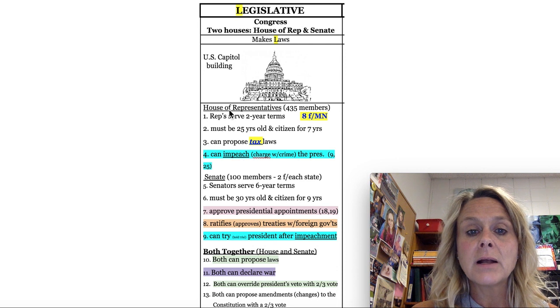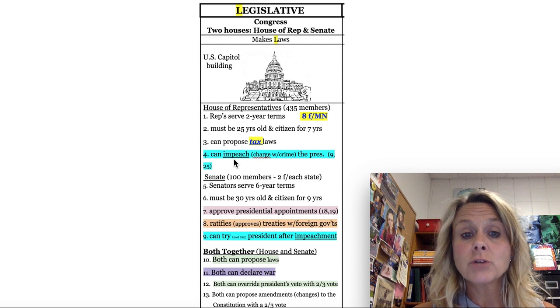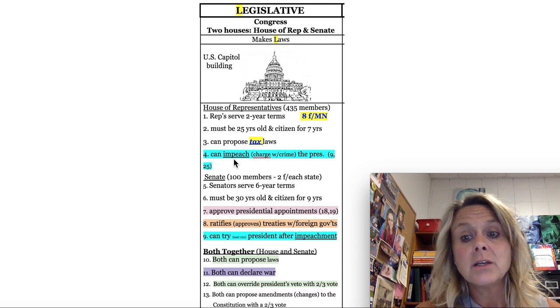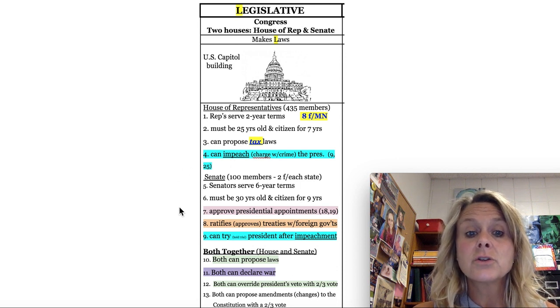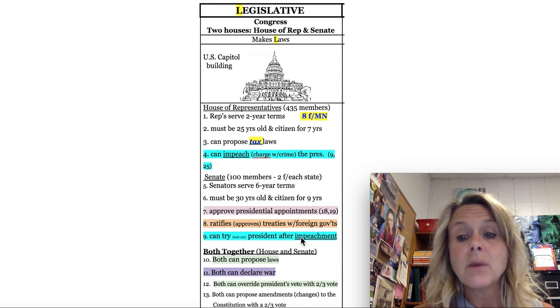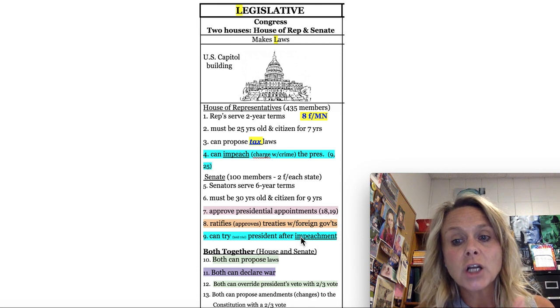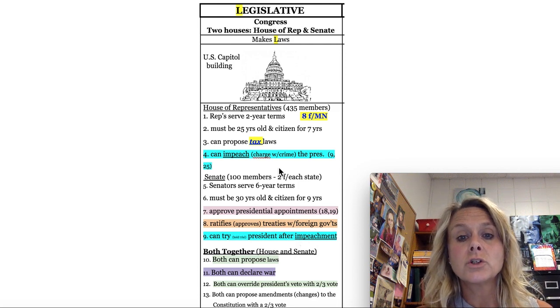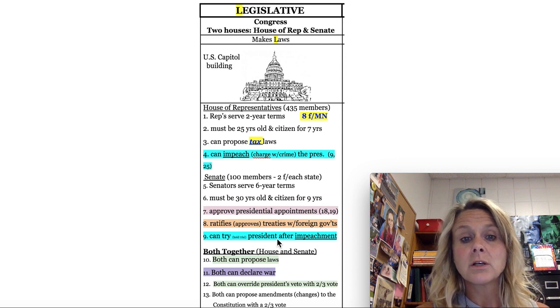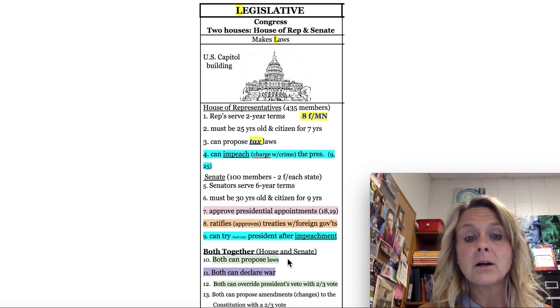So part of checks and balances, the House of Representatives will indict or charge somebody with a crime, and then when you're charged with a crime, you're not guilty. You have to stand a trial. So the trial would happen in the Senate chambers. And then when we get to the judicial branch, the judge in charge of that trial, which you'll notice was also blue, would be the Chief Justice of the Supreme Court. So those things are all related.